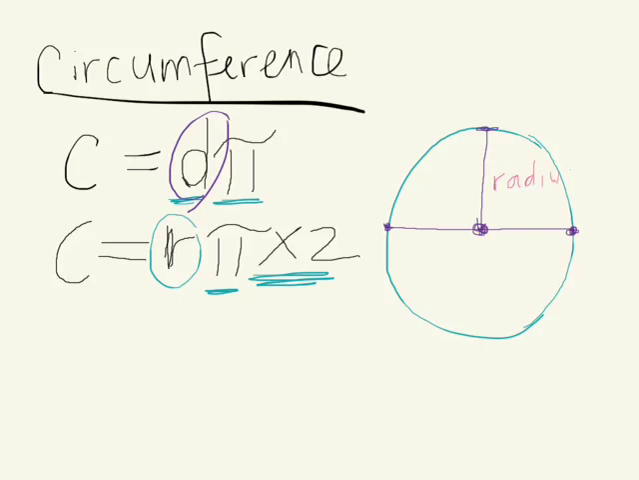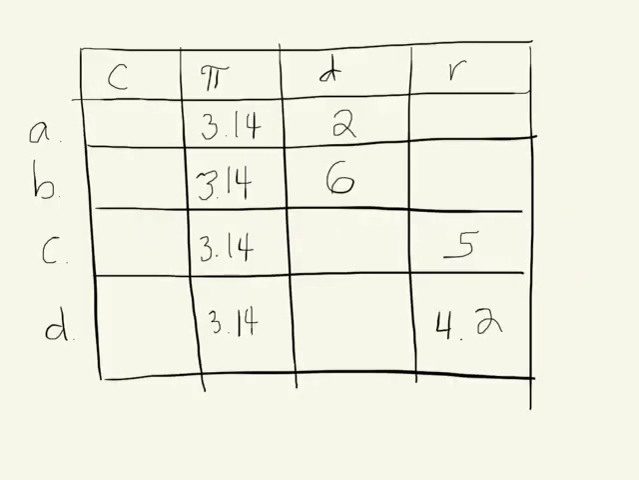So if we take the radius and we multiply it by 2, two of these give us the diameter. So both of these formulas represent the exact same thing, right? Okay, so we're going to copy and complete this table. We're going to find the circumference of each one. We're going to use 3.14 for pi. D represents the diameter and R is the radius.